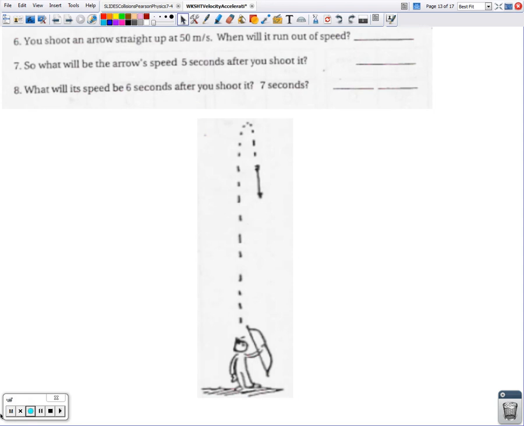try this at home. You should not shoot an arrow straight up into the air, because arrows that get shot straight up in the air, guess what happens to them? They come back down, right in your foot.